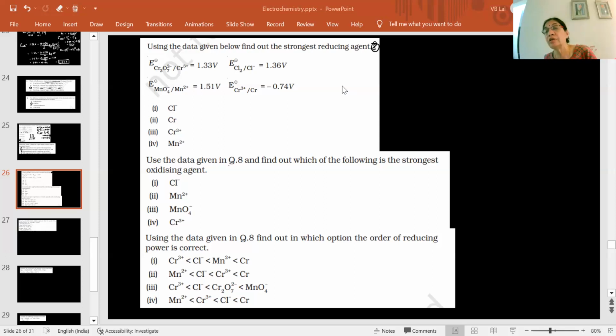A reducing agent is the one which gets oxidized easily, isn't it? So the one which gets oxidized easily is a reducing agent. So whichever has the lowest reduction potential. Now, which has the lowest reduction potential here? Ma'am, is it chromium? It is chromium. Answer is chromium.